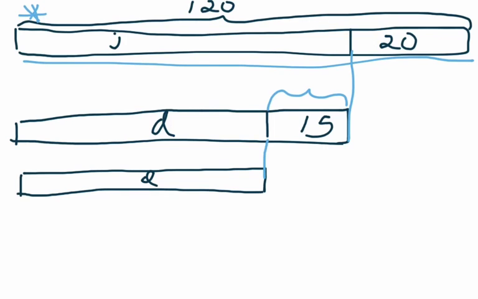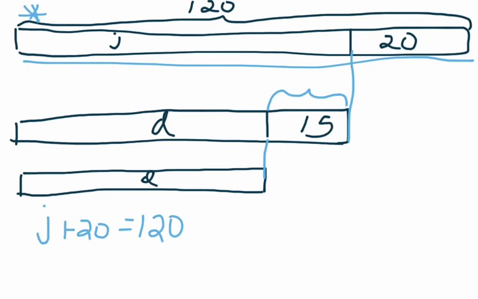Okay, now we're going to write an equation to represent Juan's tape diagram, this one right here. So we have J plus 20 equals what? 120. Okay, because they told us he weighs 120 pounds now. He gained 20 pounds, but we don't know what he weighed last year.